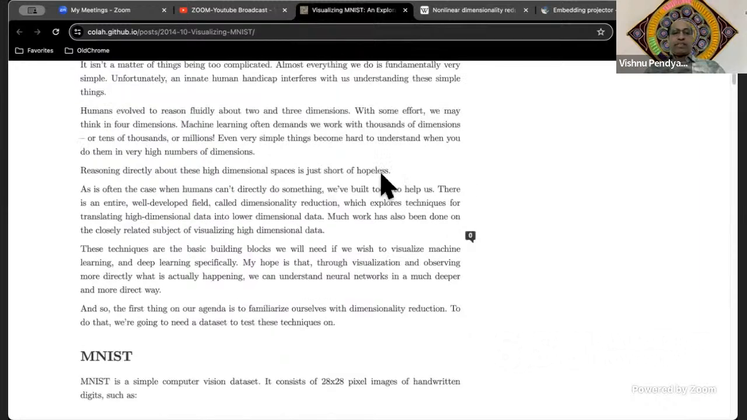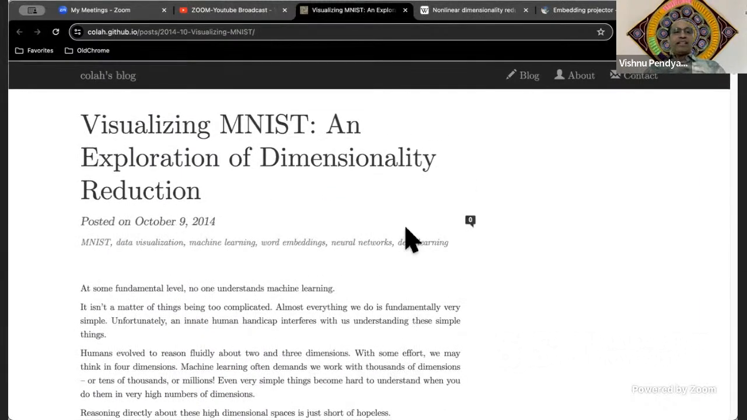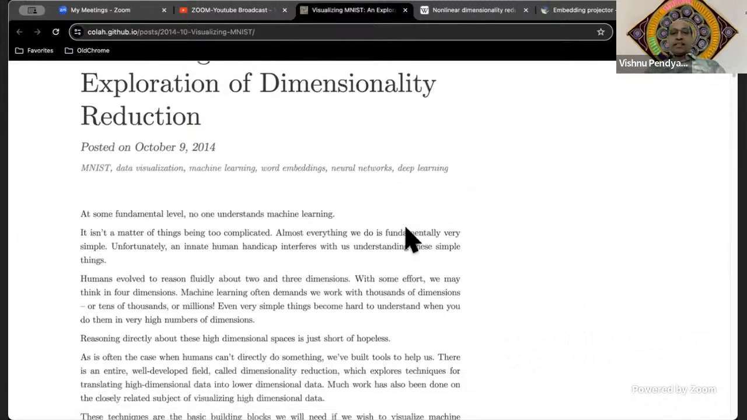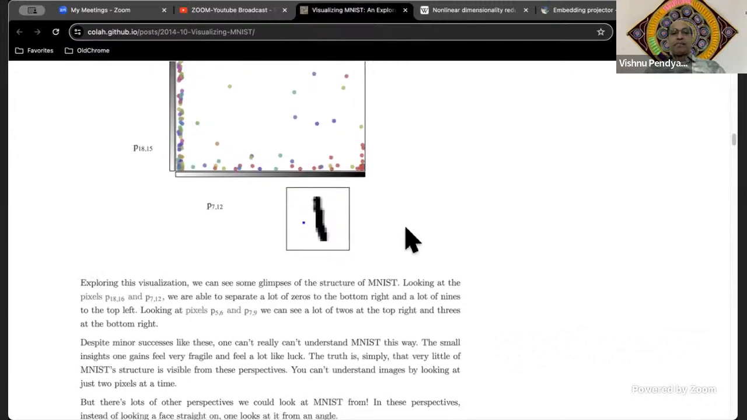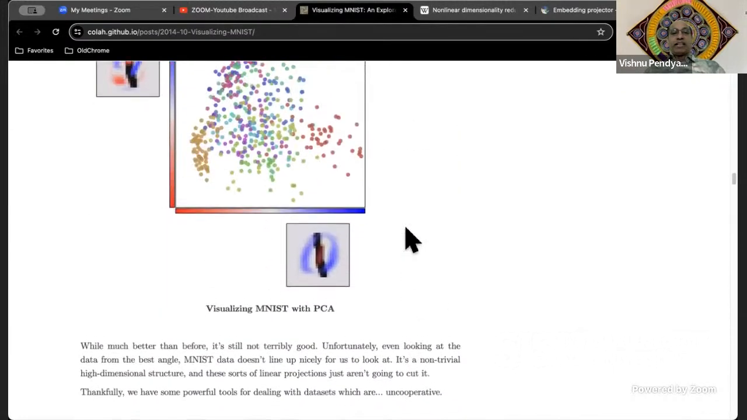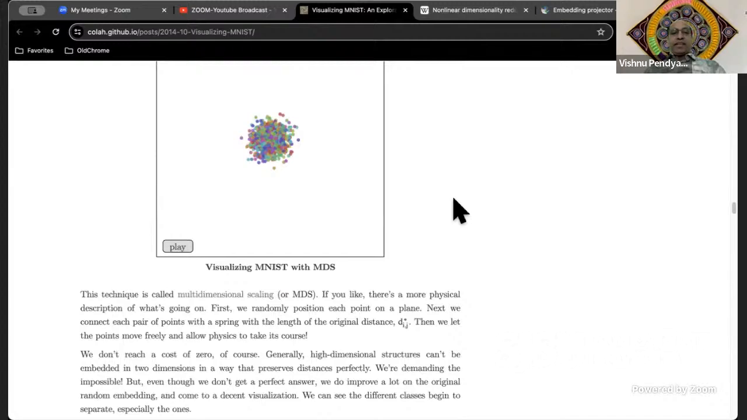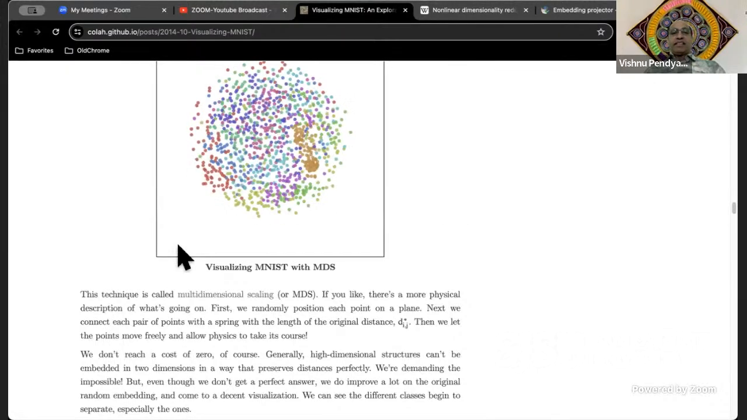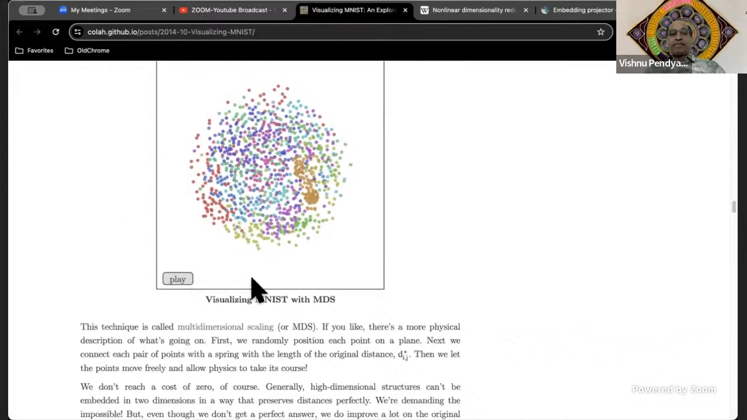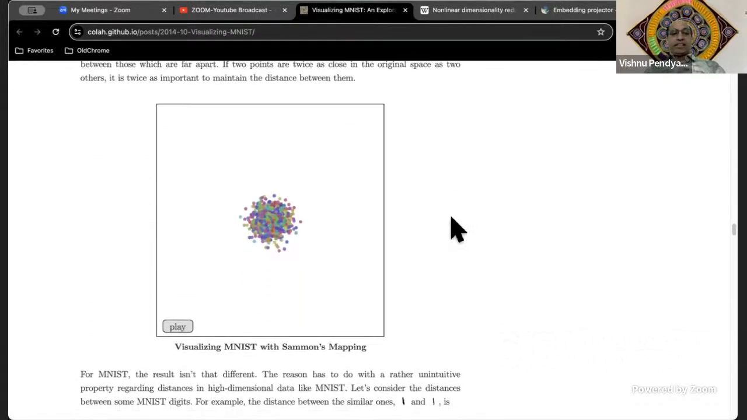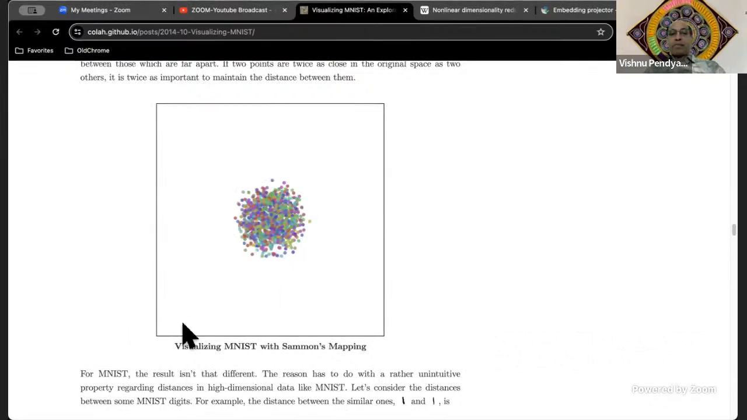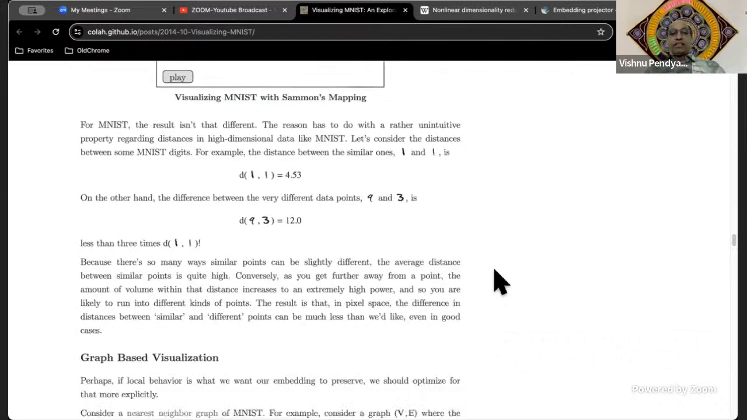And the third thing I wanted to show is this nice visualization that Kola has developed for these algorithms, visualizing MNIST with PCA. In this data set, the labels were plotted using PCA, and it produced this. And then MDS works better than PCA, as you can see here. And this is for Sammon's mapping. This is another nonlinear technique, which also does reasonably well.